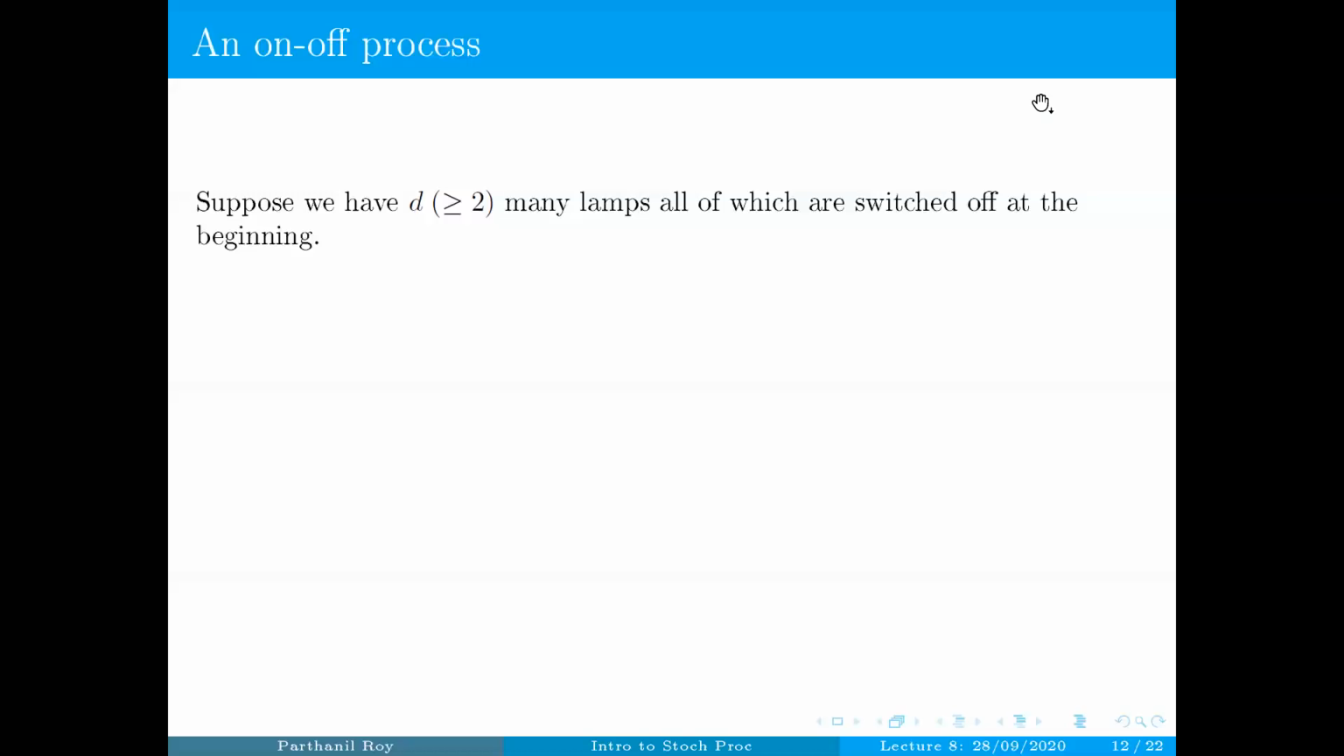Okay, now I'm going to give an example that actually arises in physics. This is a toy model of a more general model, but we'll present it using lamps, and then I'll tell you the context of physics later. So suppose you have D lamps, where D is bigger than or equal to 2, all of which are switched off at the beginning. This is an on-off process, so you'll basically switch on or switch off lamps.